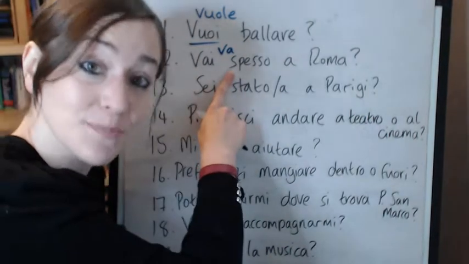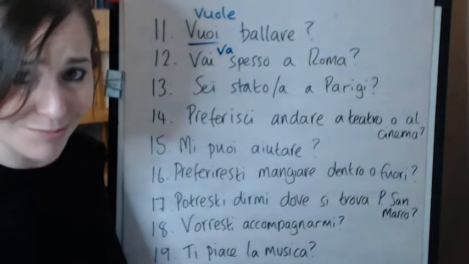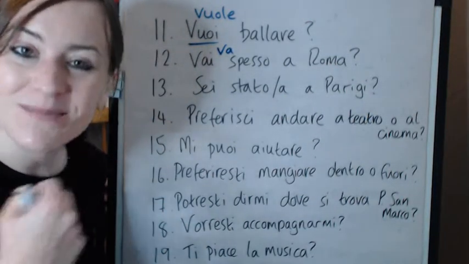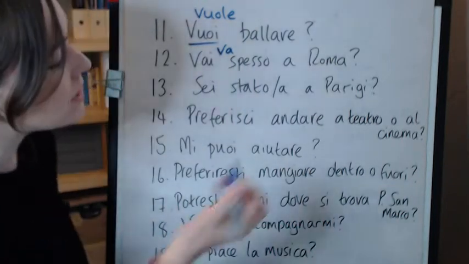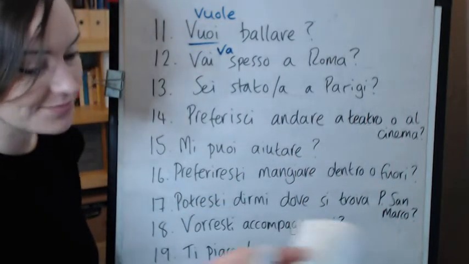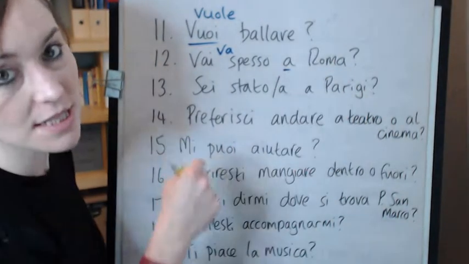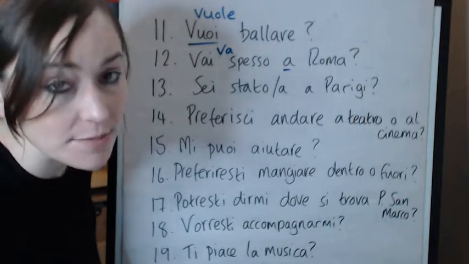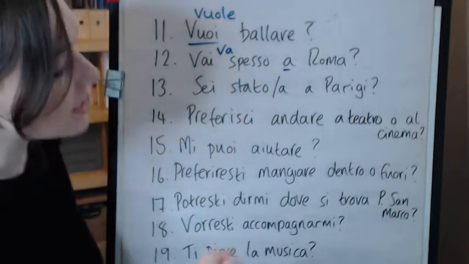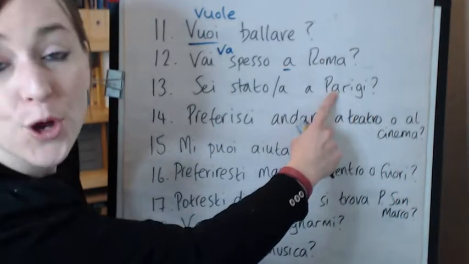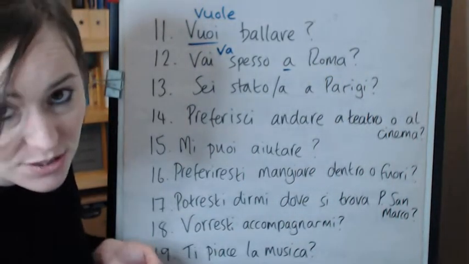Lei va spesso a Roma. That means, do you often go to Rome? Remember, when you're speaking about cities or places, towns and cities mainly, you use the preposition a. Okay? Just a plus the name of the city. Remember, there are sometimes equivalents in Italian for city names, like Paris becomes Parigi, Rome, obviously, Roma, London, Londra, etc.